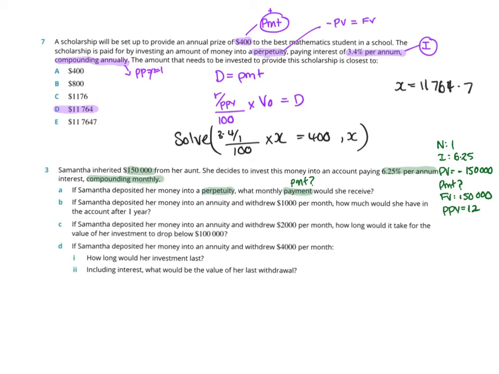Off we go, and we do that one. Alright, so we got the payment to be 781.25. Let's do the next bit.